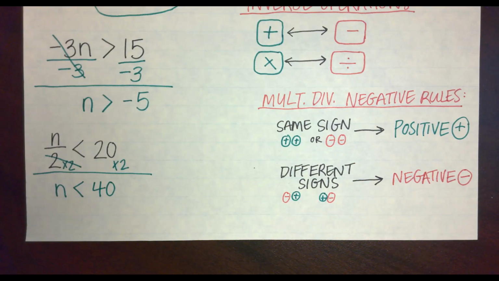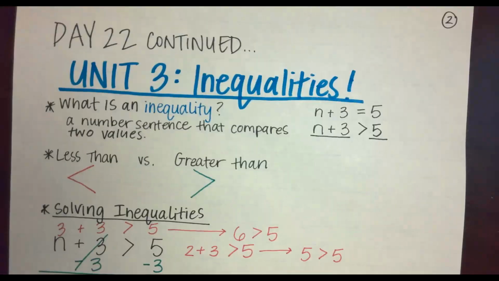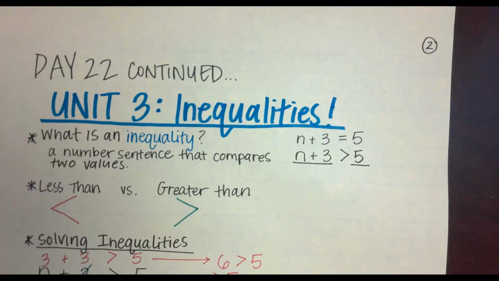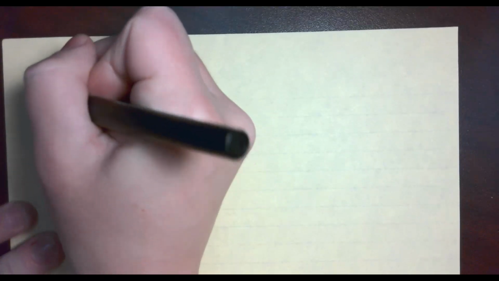Okay, let's do a trickier one. I'm going to go to the next page. Here, I'll leave that up while I'm grabbing another sheet of paper. All right. So I'm going to title this real quick. I'm going to call this Day 22 Continued.